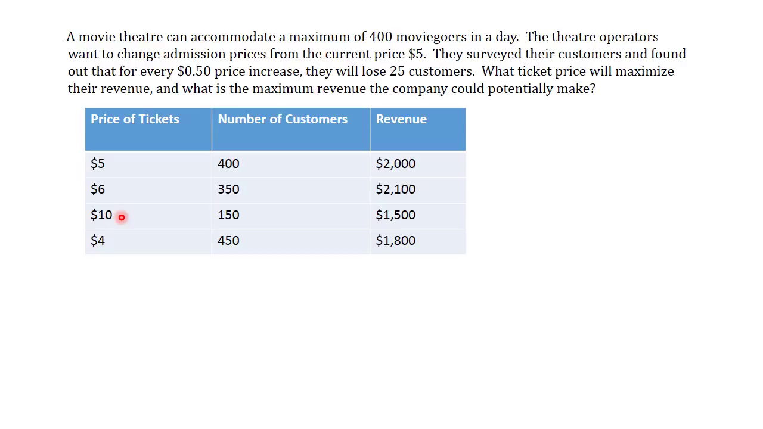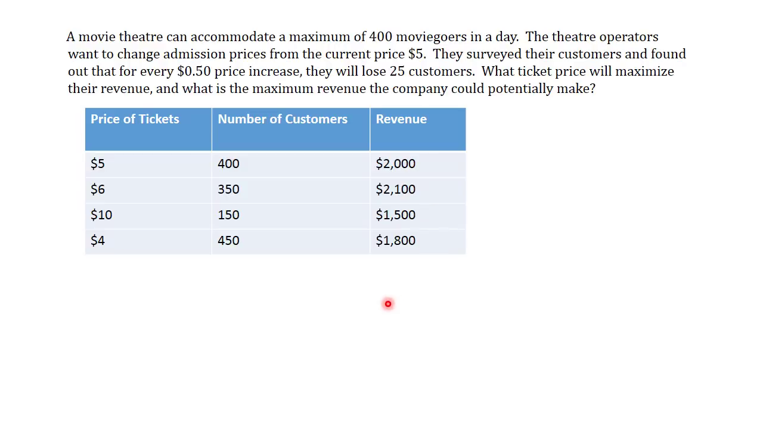Every time you raise by 50 cents, you lose 25 customers. So it means that you have 10 times 25 customers that are no longer coming to you. Of the 400 customers that you used to have, 250 no longer come to you. So now you're down to 150 customers. When you multiply those two figures together, you're looking at $1,500, which means you're now less than where you started off. You were able to go up to $2,100 when you raised the price to $6, but raising it to $10 means your revenue is down to $1,500.